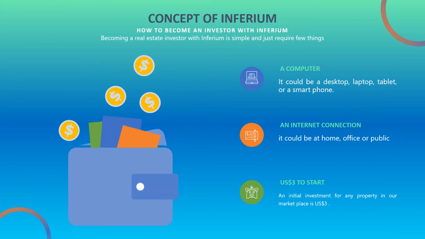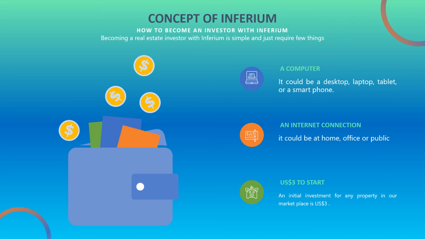All right. So after understanding the concept of market trends, what is real estate, what is Inferium, and what it brings you, how can we start investing with Inferium? To be honest with you, it's very simple. You just require 3 things to start with. A computer. This could be a laptop, tablet, desktop, or a smartphone. Especially now, everybody has a smartphone. Globally, around 80 to 90% of people already have a smartphone. So a computer with an internet connection and $3 to start with, and you can start earning with us.